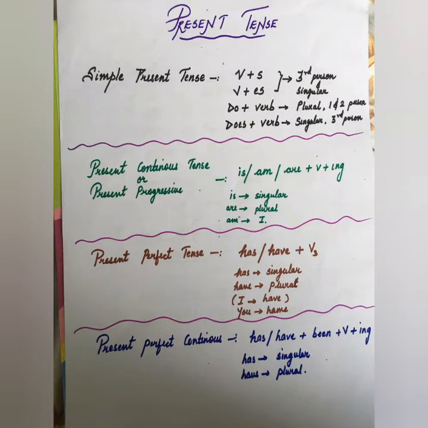Lastly, you have present perfect continuous. In the present perfect continuous tense, you have has or have plus been plus verb plus ing. What is the formula? Has or have plus been plus verb plus ing. Has is used for singular, have is used for plural form of the verb. Now these all formulas you are supposed to learn, students. Only then you will be able to form a proper sentence in proper tense. And in the above lessons you will have exercises which are totally based on it.